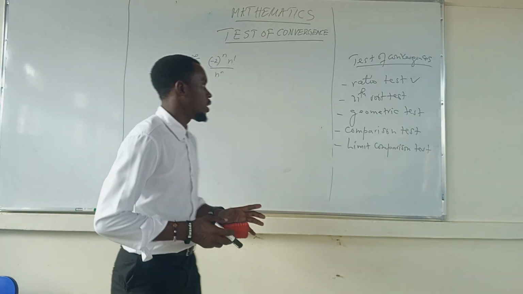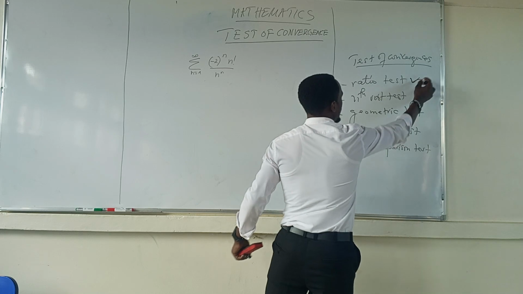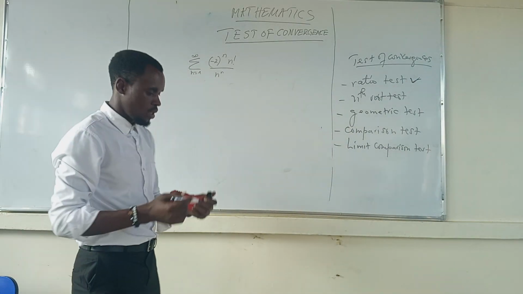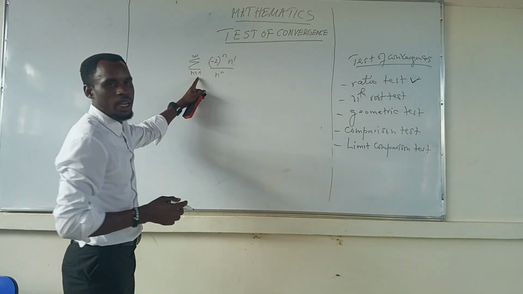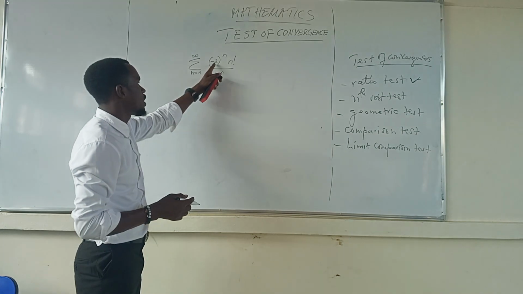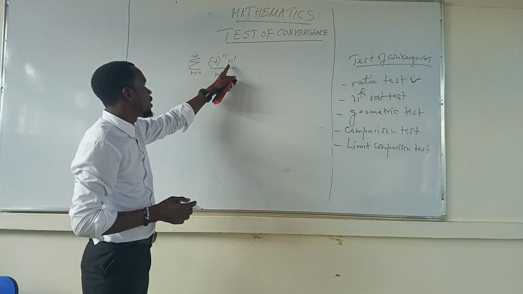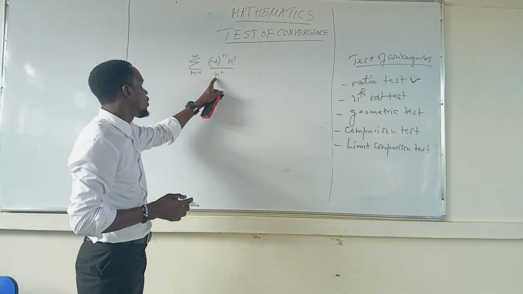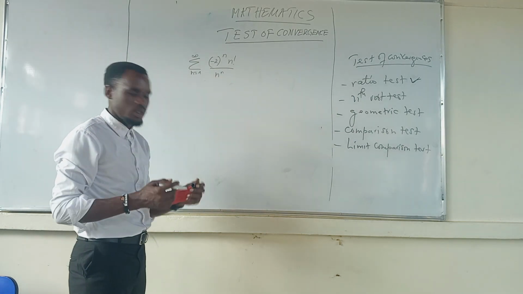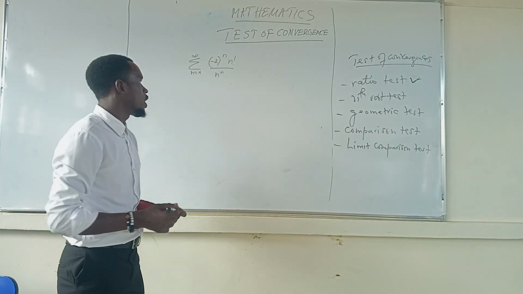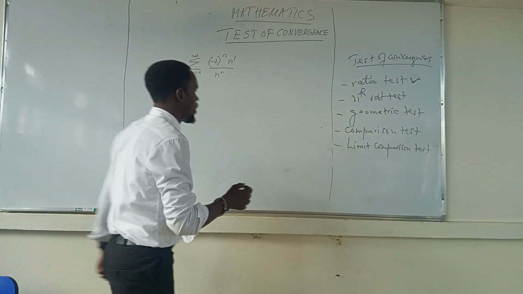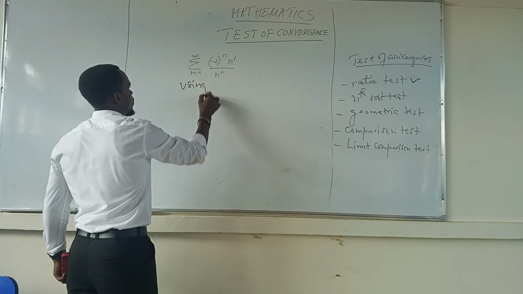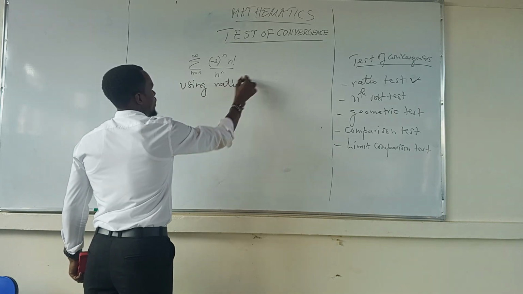So for our case, let us just use this ratio test to test for our series. Having summation from n equal to 1 up to infinity of negative 2 to the n times n factorial over n power n. This is our series, and we are going to test its convergence. First of all, you have to have this knowledge when testing. Let us use the ratio test.